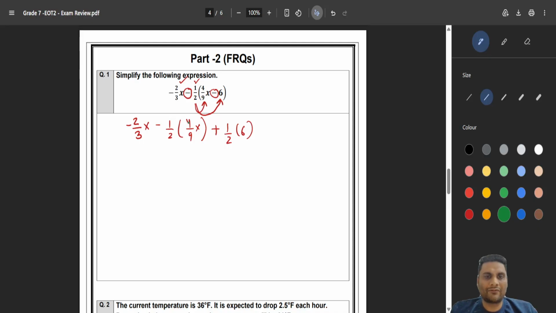When you have a number up and number down, you can divide them. Can I do 4 divide 2? 4 divide 2 is 2. So this will become 2. Here 6 divide 2. How much? 3. So I will write here 3.